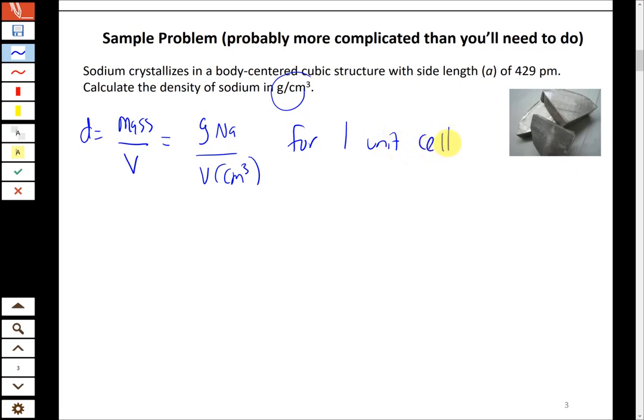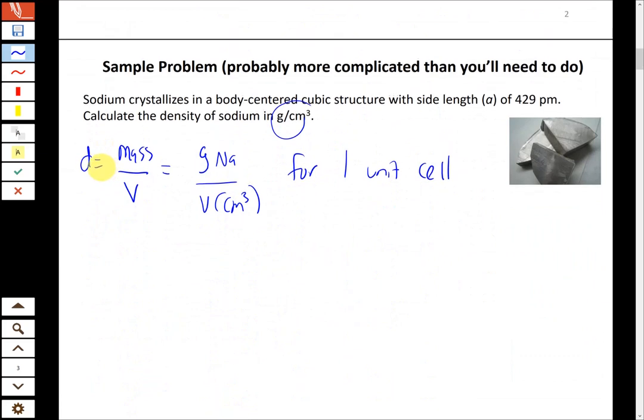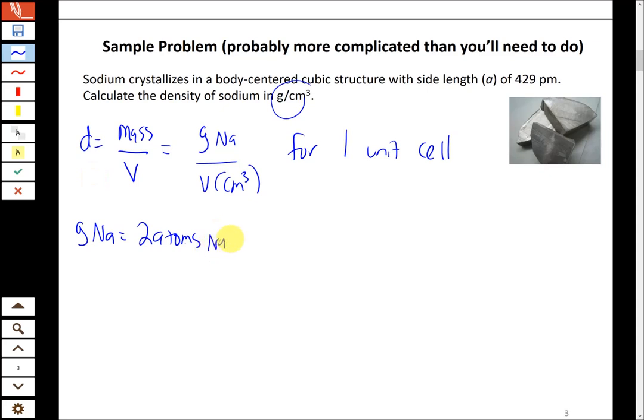All right, so to get the numerator, how much sodium is in the unit cell, what we have to remember is that based on the structure type, we can count how many atoms are in there. So for body-centered cubic, as we just reviewed, there are 2 atoms per unit cell in total. So we can figure out the mass of 2 sodium atoms inside this unit cell. This is a conversion that goes back to chapter 5, mole conversions. So we have 2 atoms of sodium. We can convert to moles of sodium using Avogadro's number.